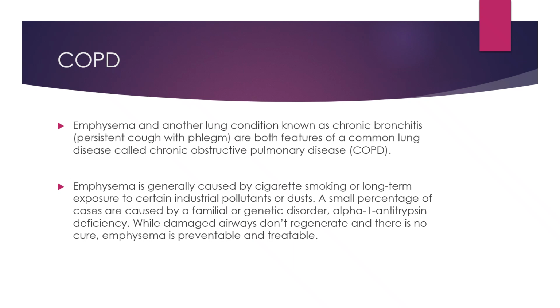So what is COPD? Emphysema and chronic bronchitis, which is another lung condition in which there is persistent cough with production of phlegm, are both features of a common lung disease called chronic obstructive pulmonary disease, COPD. Emphysema is generally caused by cigarette smoking or long-term exposure to certain industrial pollutants such as dust. A small percentage of cases are caused by familial or genetic alpha-1 antitrypsin deficiency. While damaged airways do not regenerate and there is no cure, emphysema is preventable and treatable.